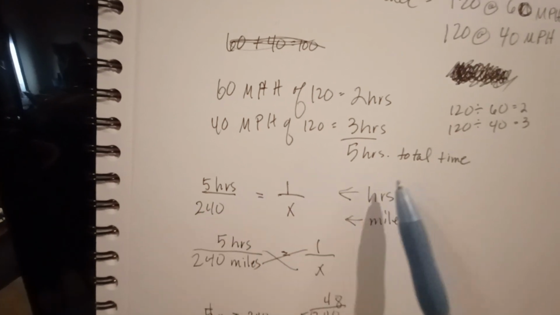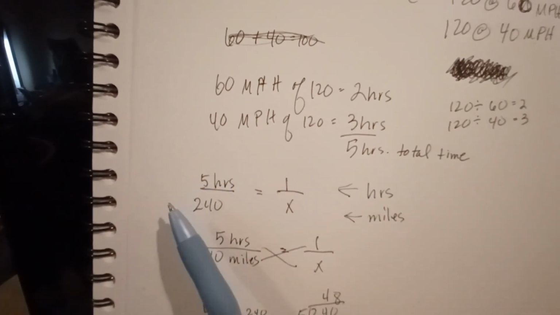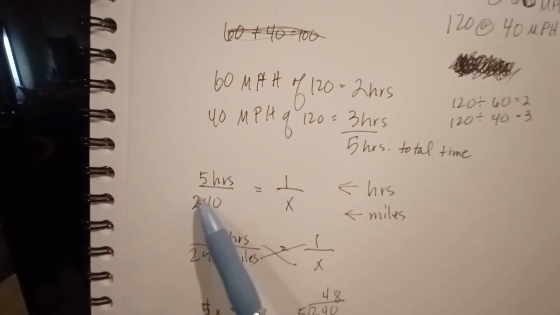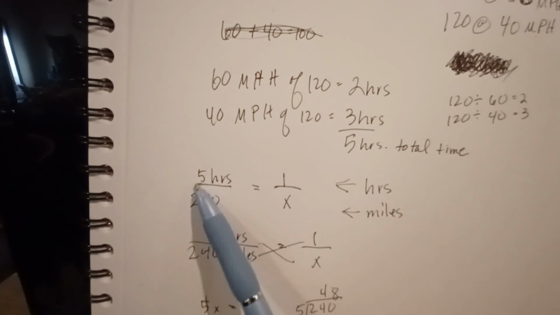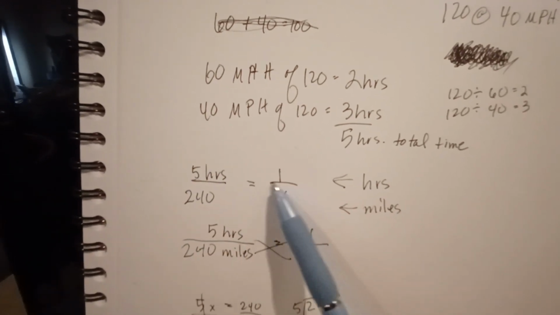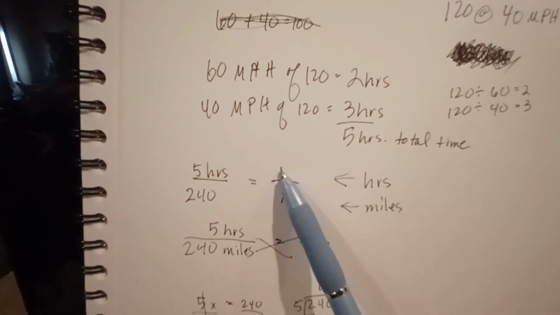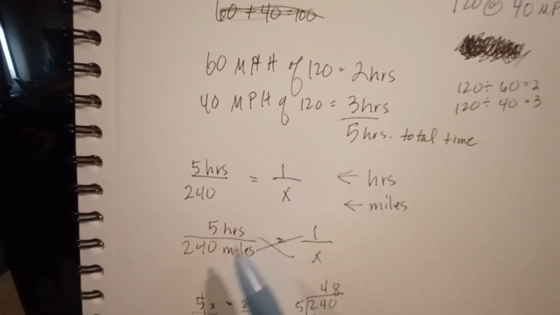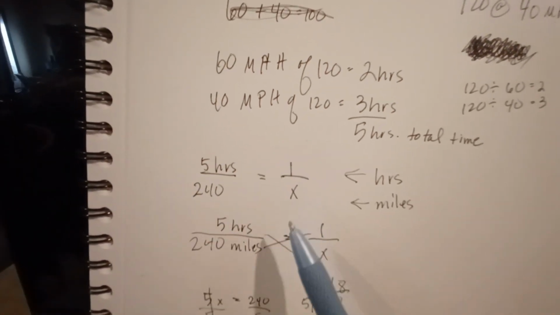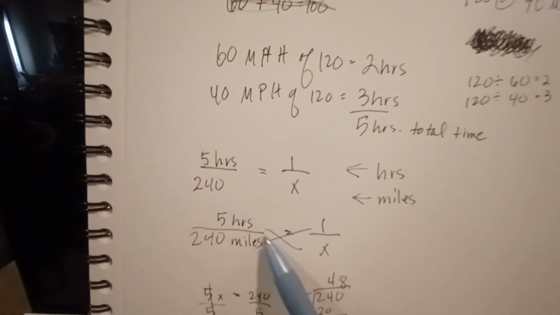So remember, miles per hour, right? So it took 5 hours for them to drive 240 miles. 240 miles per 5 hours. We don't know how many miles it took per 1 hour, right? So we're going to cross multiply. So we set it up just like this, and we cross multiply, right?